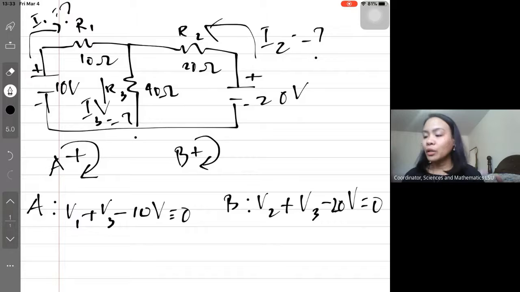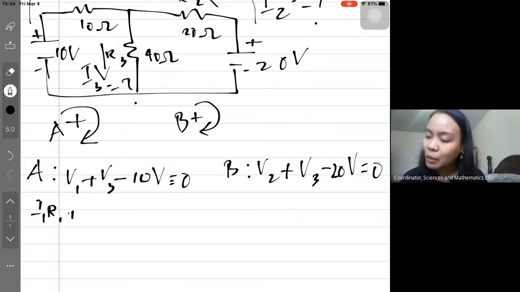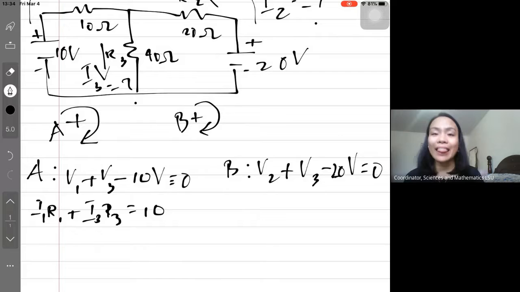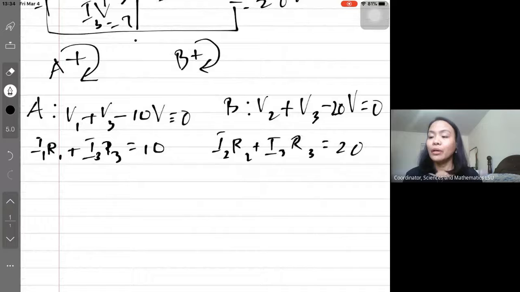From Ohm's law, please be reminded that V is equal to IR. So we have V1 to be I1R1 plus I3R3 is equal to 10. I will do away with the units now. On the other side, I2R2 plus I3R3, and that is equal to 20.